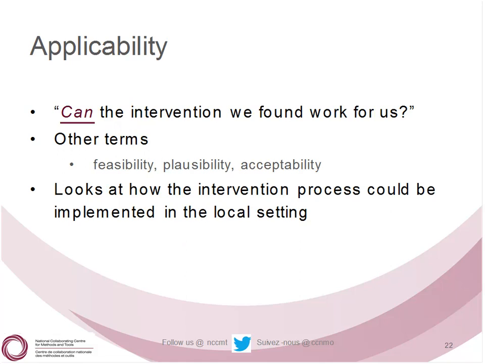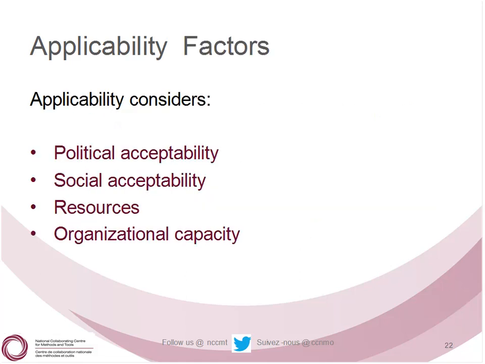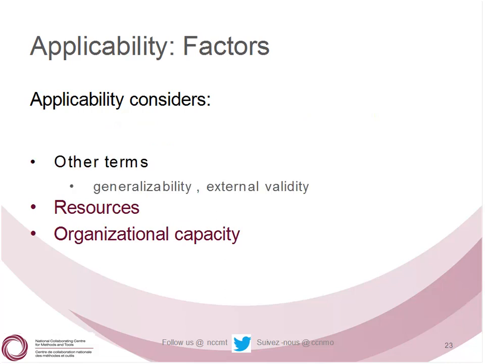Applicability refers to, is it possible, could this intervention we found in the literature, where it was effective in the literature, actually work for us? So thinking about things like the feasibility of the implementation, the plausibility, could we have the same kind of outcomes, the acceptability to the local community and the local political process. The transferability factors are there. There are criteria for each of these aspects.